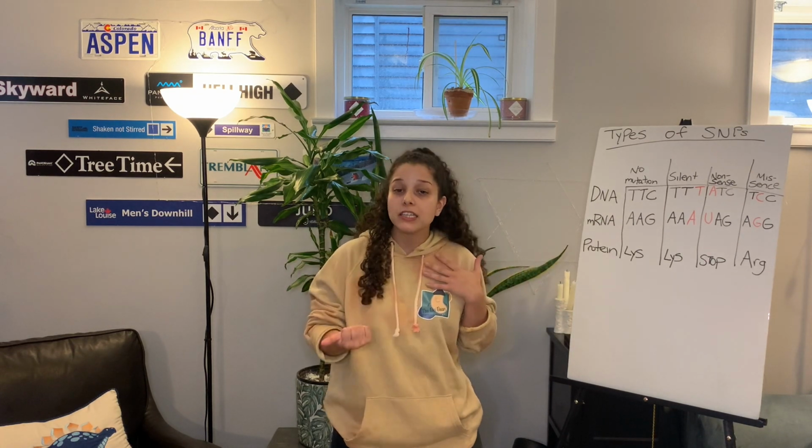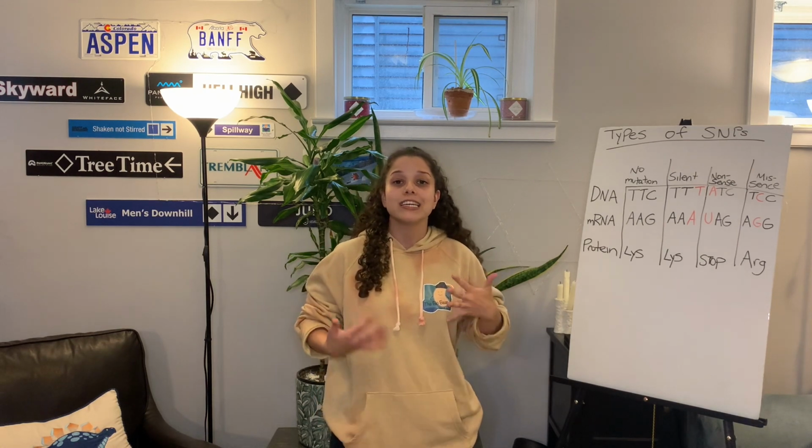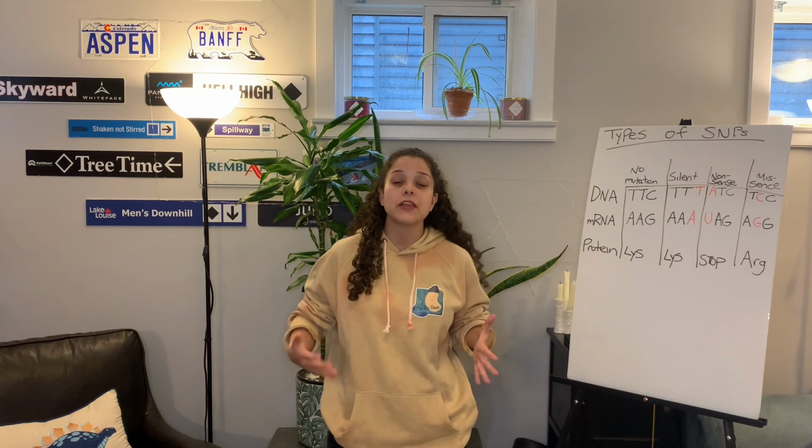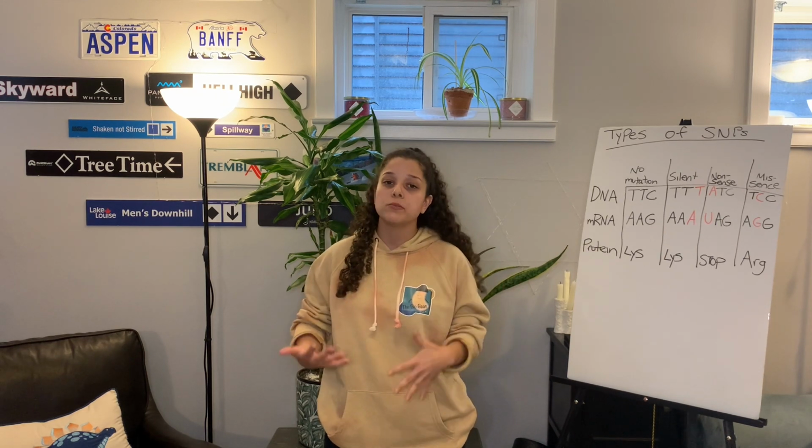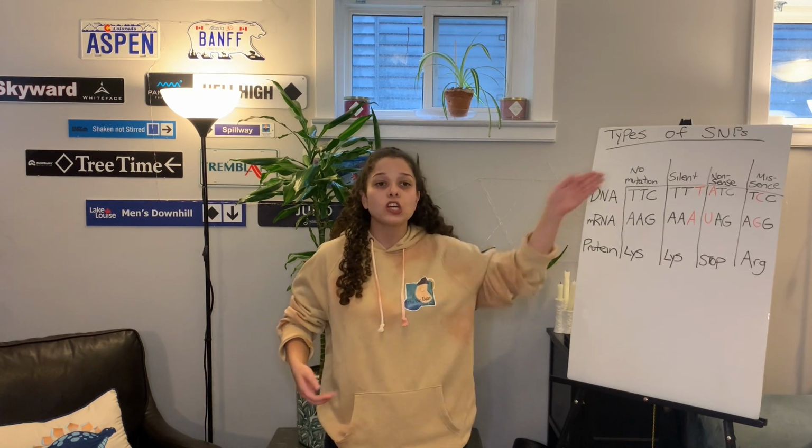We have our silent mutation, which results in the same amino acid being placed, even though there is a slight change in the nucleotide sequence. There is a nonsense mutation, which results in a stop codon in the protein levels. That would be an ending in protein synthesis. And then there is a missense mutation, which means that the wrong amino acid is going to be placed at the protein level as a consequence of this particular genetic change.